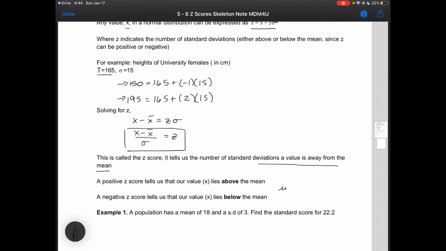So for example, if we have a distribution that looks vaguely normalish like this, this is where our mean is. Over here, this area represents the data that is 1.75 standard deviations below the mean, or to the left.